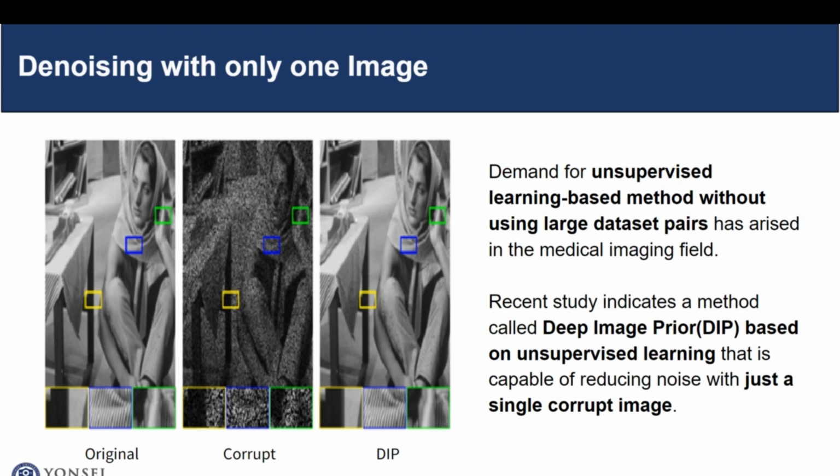Therefore, demand for unsupervised learning-based methods without using large dataset pairs has arisen in the medical imaging field. As a solution, a recent study indicates a method called deep image prior, based on unsupervised learning, that is capable of reducing noise with just a single cropped image.